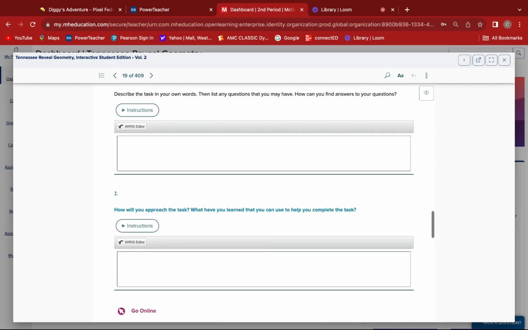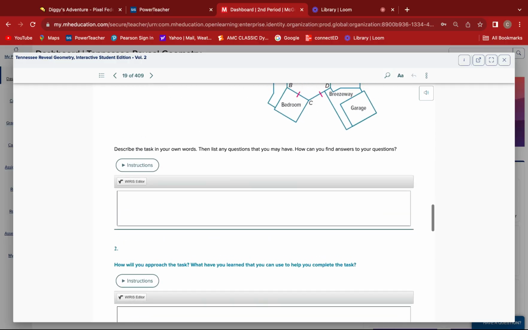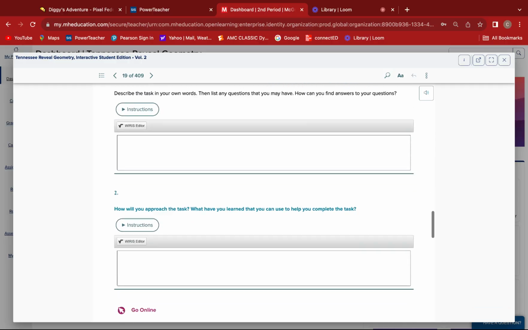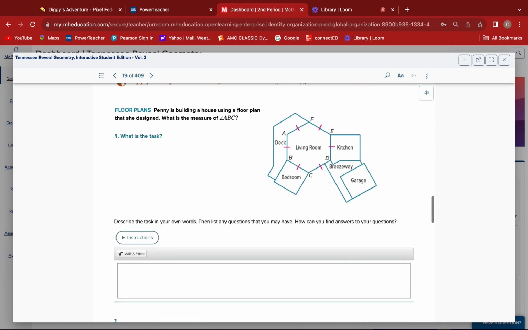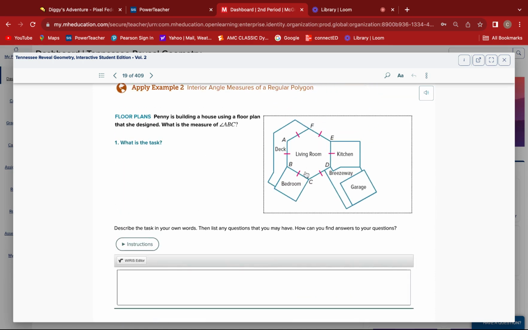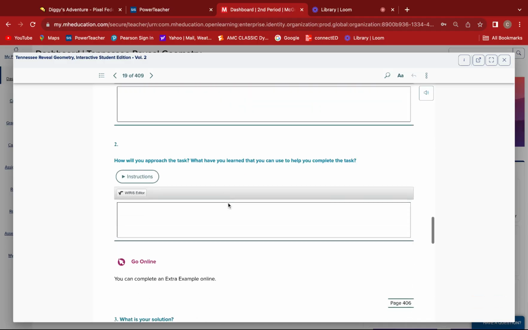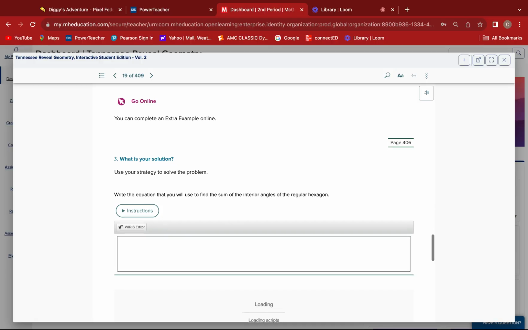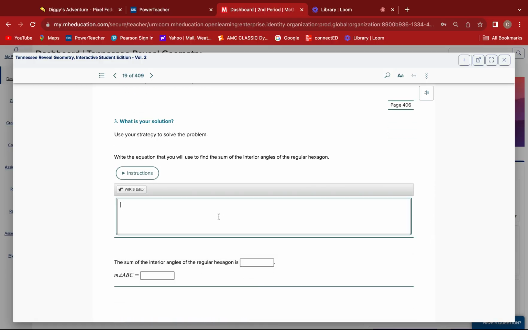All right. So, describe your task. Okay, well, I had to find the measure of angle B. How will you approach this? Well, knowing that it's regular, I'm going to take 720 and divide by how many of them there are, since they're all equal. And what's my solution? All right. Well, it's 720 for the sum. And when you divide that by 6, you get 120 degrees.